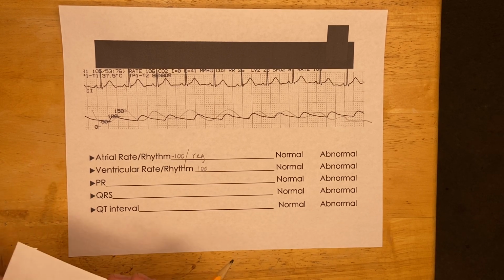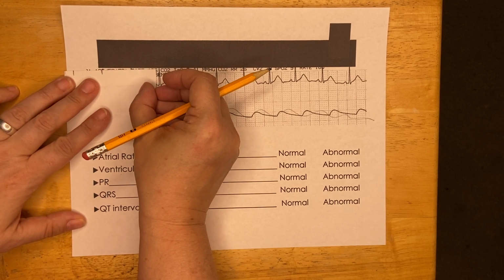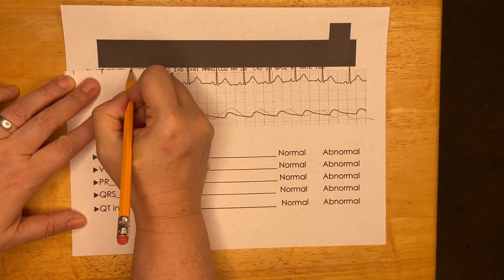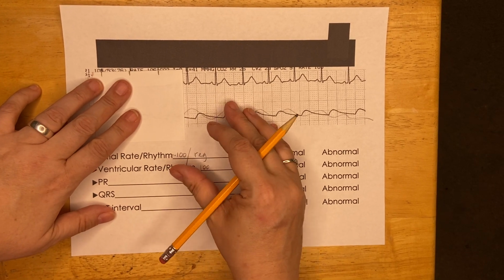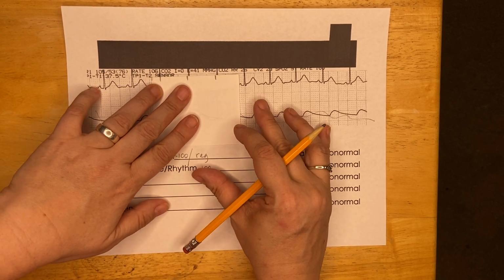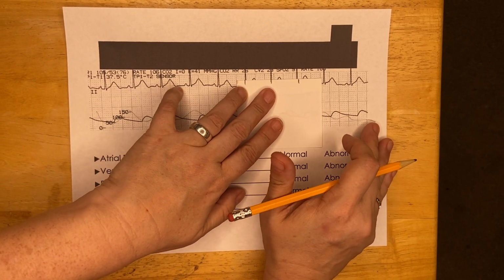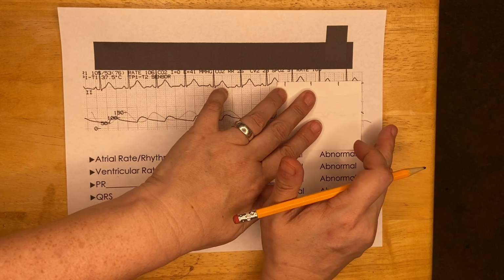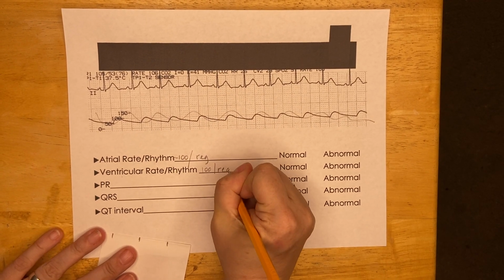So I'm just going to pick a different part of my paper here, or I'm going to reuse this line and measure to the top of the R to the top of another R, and I'm just going to slide it down my strip, and I can see that those lines line up all the way across that strip. So I know that this is regular.